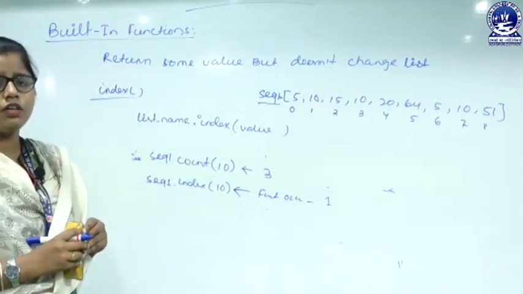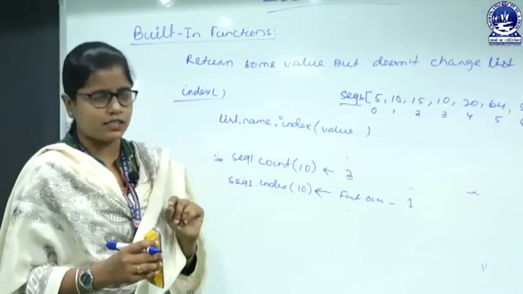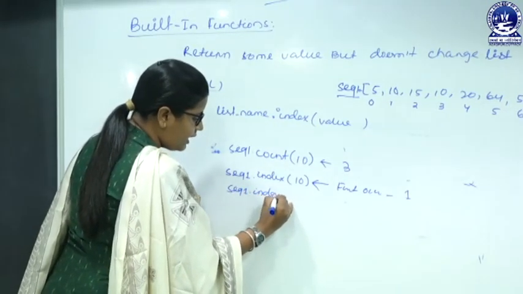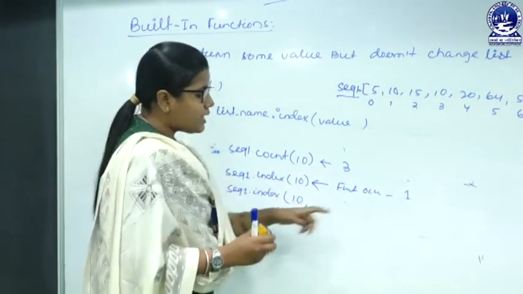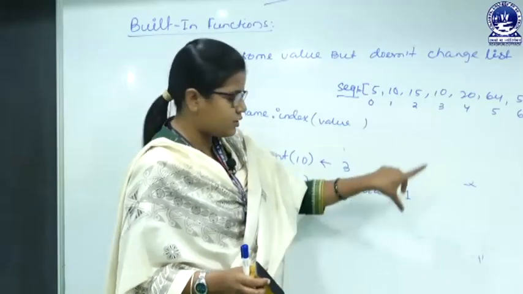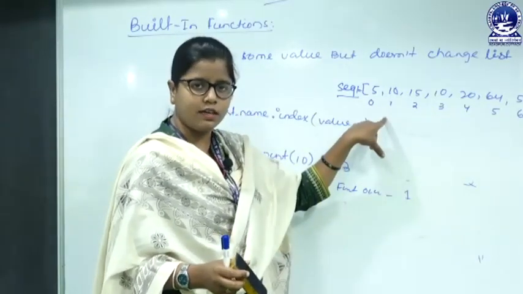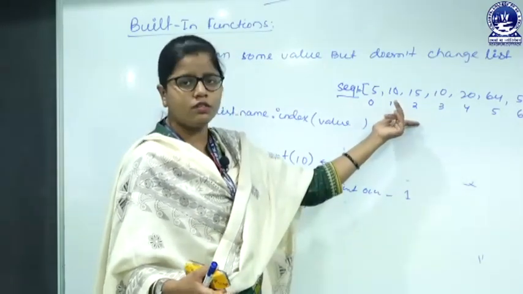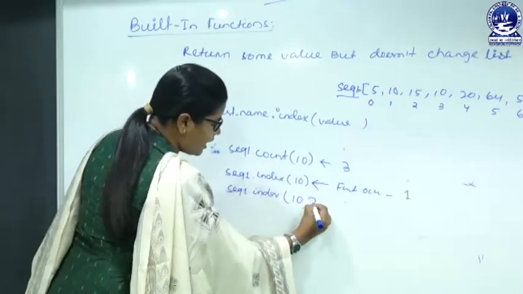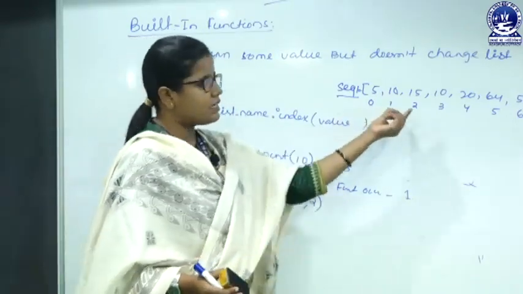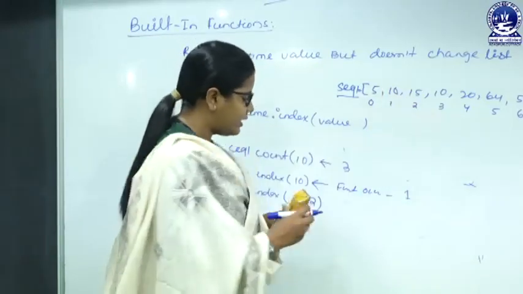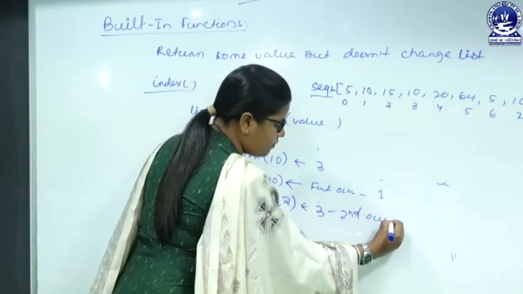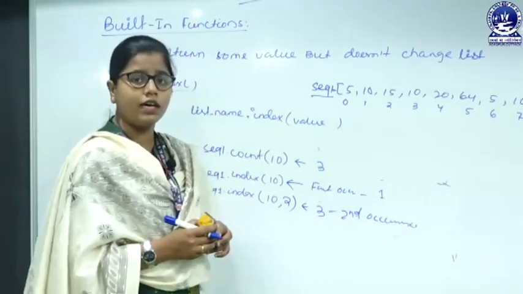But what do we actually want? We want to print the third occurrence. So, a second time we can go for sequence 1 index of 10, but starting from which index? Starting from 2, because at index 1 the 10 is there. We want the third occurrence, so obviously we will search from index 2. Here we start with 2. This will start searching from index 2 and it will return 3. This is the second occurrence, but we want the third occurrence.